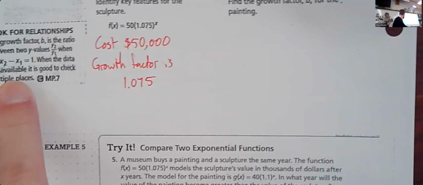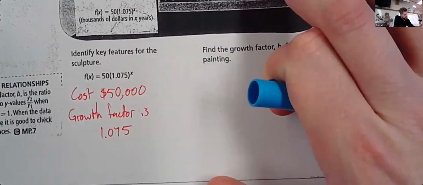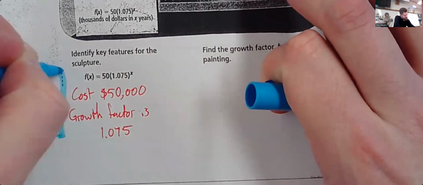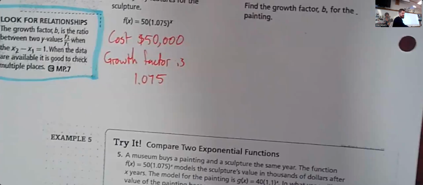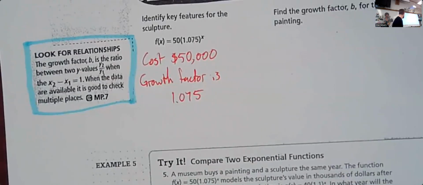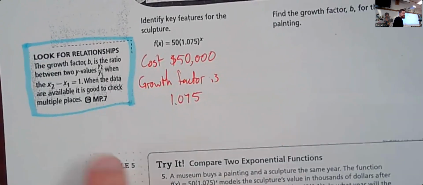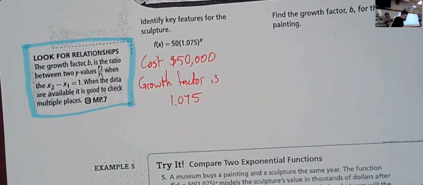The growth factor B, take a look. I'm actually going to go ahead and put a blue highlight around this box because this is going to tell us how to do this problem. Because we already have the information we need for the sculpture, we need to figure out for the painting. So the growth factor B is the ratio between two y values when the difference between two of the x values is 1. So when the data are available, it's good to check multiple places.